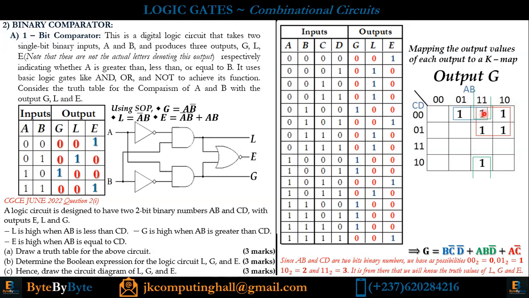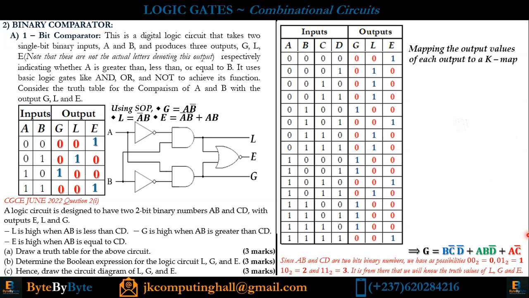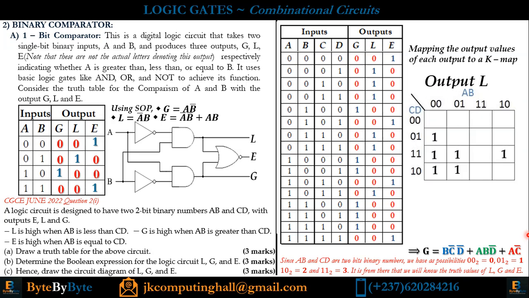But what is the logic value of A? 1. So it is not complemented. What is the logic value of C? 0. So it is complemented. And the expression gives the sum of the different expression. That is why G is equal to B C bar D bar plus A B D bar plus A C bar. We move, dear students. The output L, this is how it is being mapped.